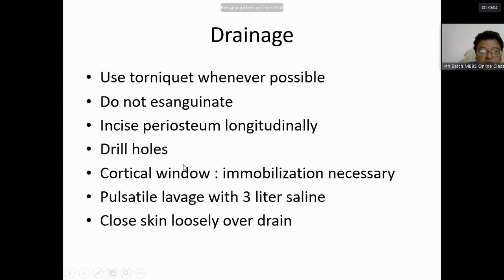Then you incise the periosteum longitudinally. In children, the periosteum is very, very thick. Then you drill holes and let the pus which has accumulated within the bone come out. And if there's a lot of pus, you can also make a cortical window, meaning you drill multiple holes and remove a small piece of bone so that there's quite a big hole in the bone and the pus can come out easily. But once you make a cortical window, you have to immobilize the limb, otherwise that portion of the bone can fracture. Then you do a pulsatile lavage with saline and close the skin loosely over a drain.